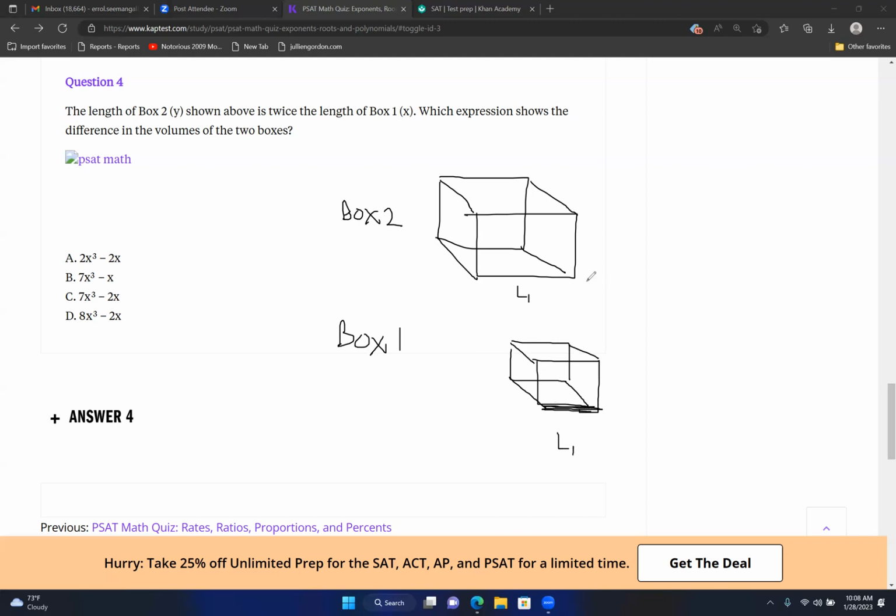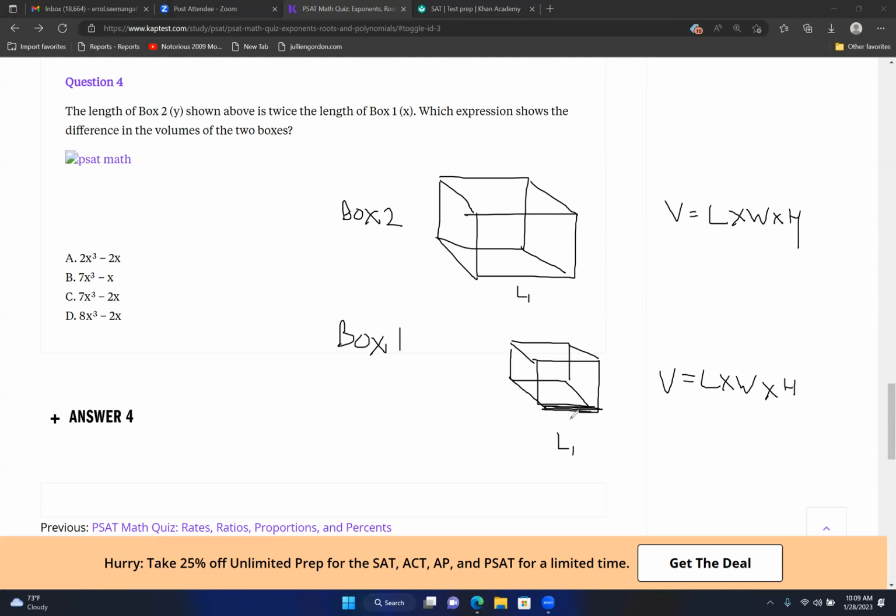So how do we find the volume on boxes? Or how do we find the volume on a cube? This is just a cube, right? How do we find the volume on those? Length times width times height. Exactly. And same thing with this one: volume equals length times width times height.